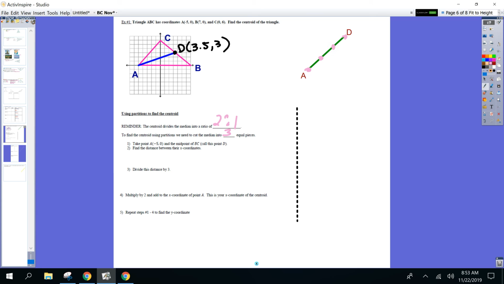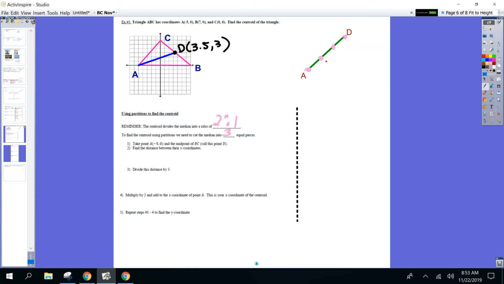If I eyeball it, 3 equal parts up there. Everyone agree? I want the point that breaks it up into 2 to 1. That's the centroid. So do I want that point? If that's A and that's D, do I want that point?